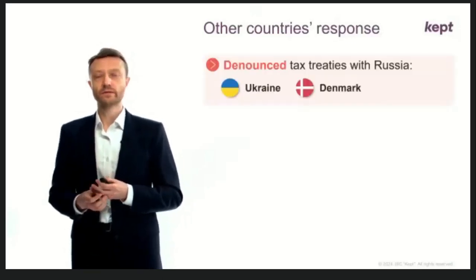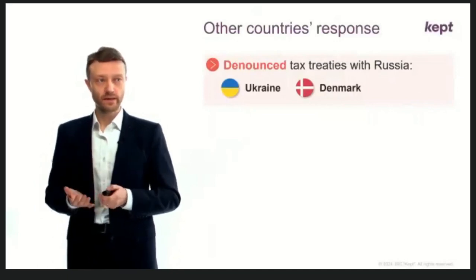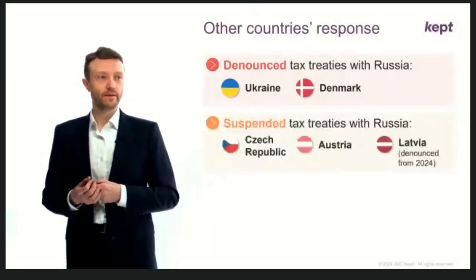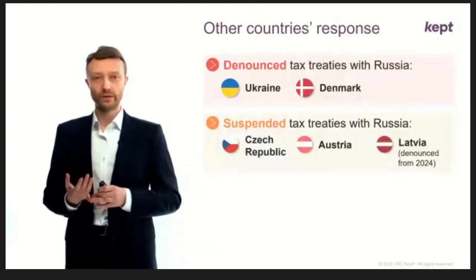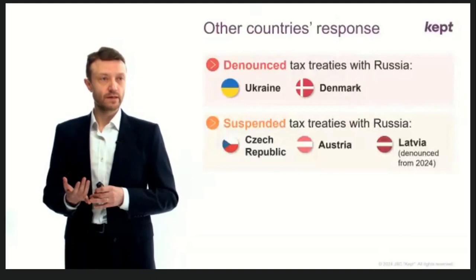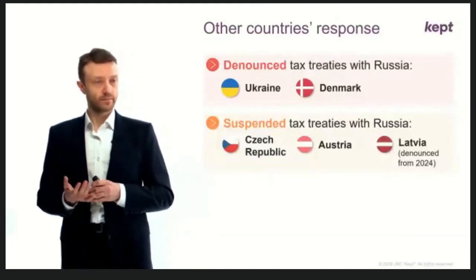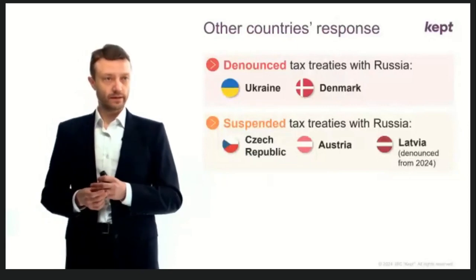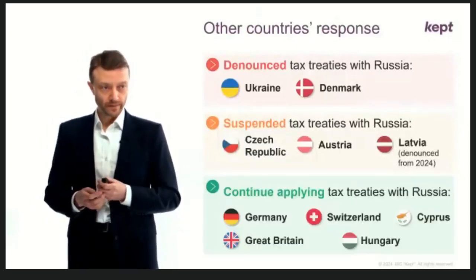There are countries that denounced or cancelled double tax treaties with Russia. Ukraine and Denmark are the examples. Some countries declared that they suspend tax treaties, and Austria and the Czech Republic are notable examples. Latvia was one of the first countries to suspend the tax treaty with Russia, but subsequently the treaty was cancelled, denounced, and it's not in place any longer.